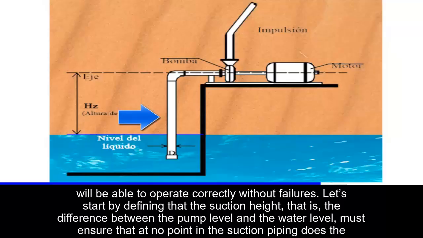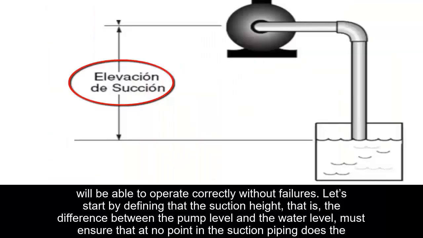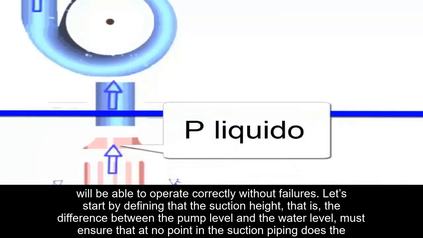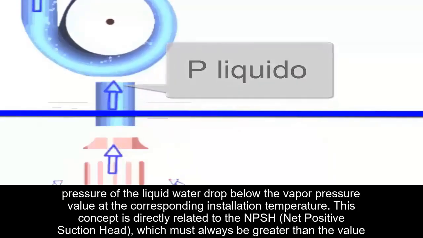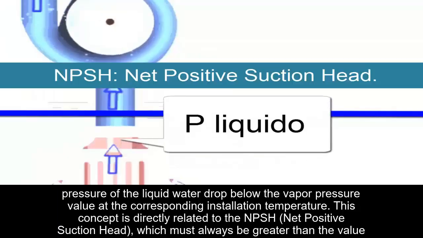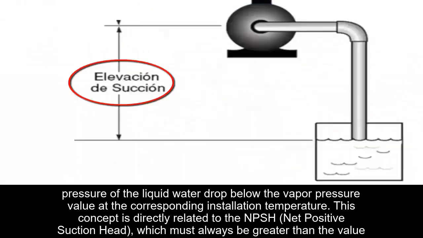Let's start by defining that the suction height, that is, the difference between the pump level and the water level, must ensure that at no point in the suction piping does the pressure of the liquid water drop below the vapor pressure value at the corresponding installation temperature. This concept is directly related to the NPSH, net positive suction head, which must always be greater than the value required by the pump to avoid operational problems.